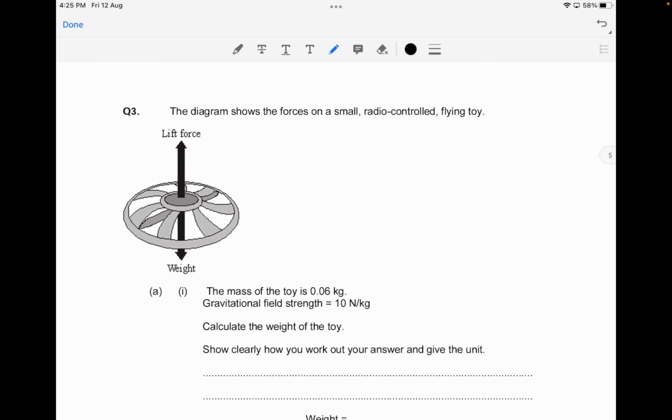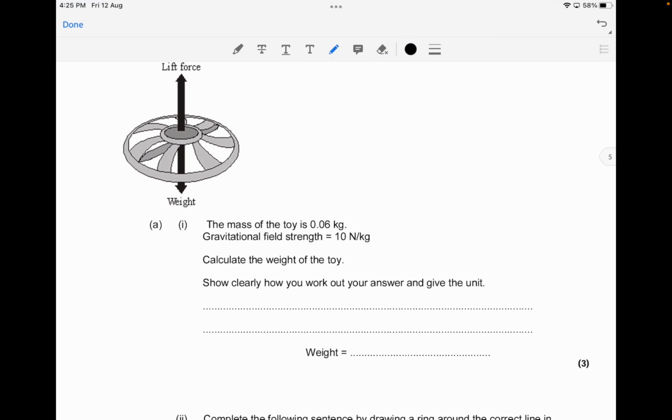Now, the next question we can see is that the diagram shows the forces on a small radio-controlled flying toy. You guys can see the lift force. Now, this lift force is considered as drag, and the weight is considered as gravity. And the mass of the toy is given. Now we have to use the same formula like you used in the previous question. You have to use W equals m g.